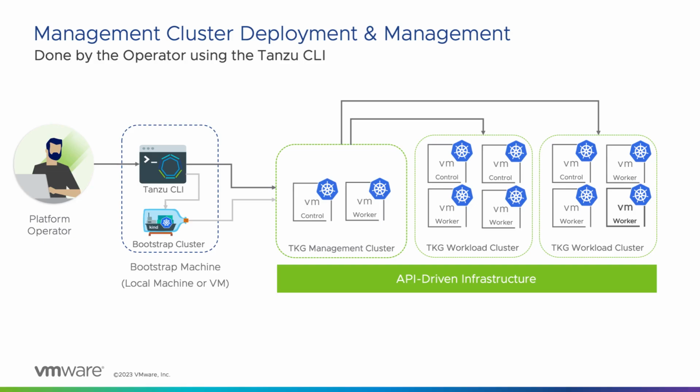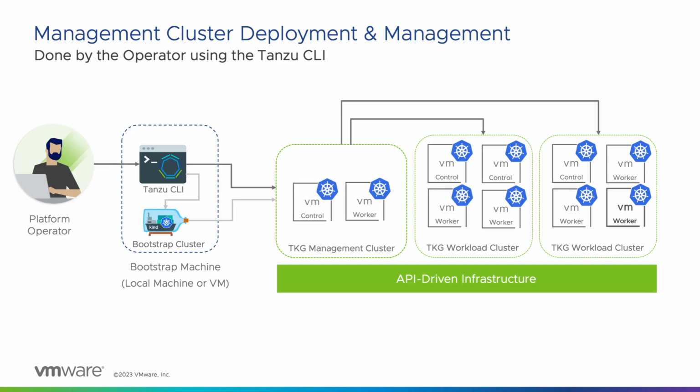So the Bootstrap machine runs a local Kubernetes in Docker, or kind, cluster locally when the Tanzu Kubernetes Grid management cluster deployment is started. Once the kind cluster is fully initialized, the configuration is used to deploy the actual management cluster on the back-end infrastructure, and this will deploy the VMs required in vSphere, AWS, or Azure. And after the management cluster is fully configured, the local kind cluster is deleted and future configurations are performed with the Tanzu CLI.